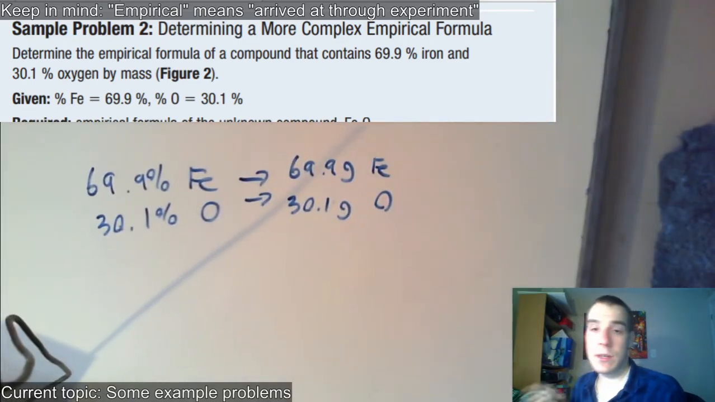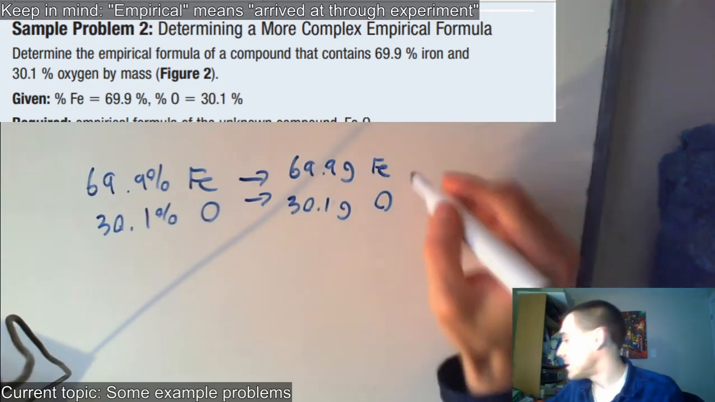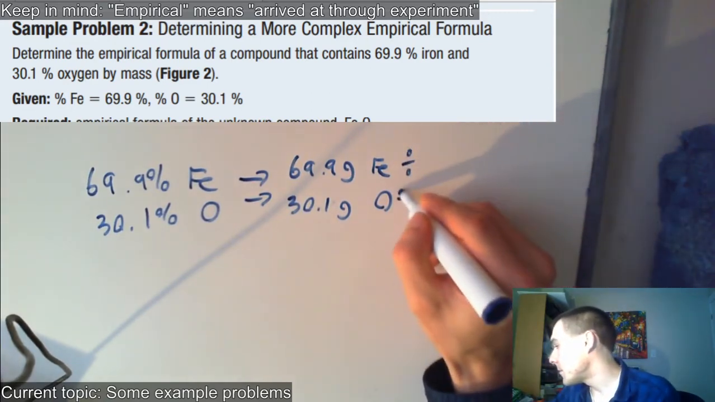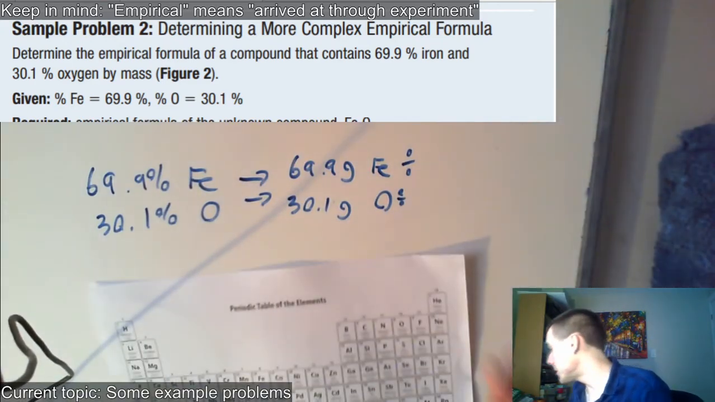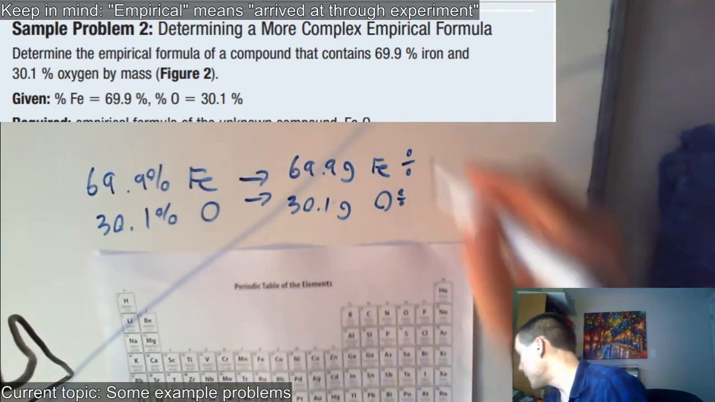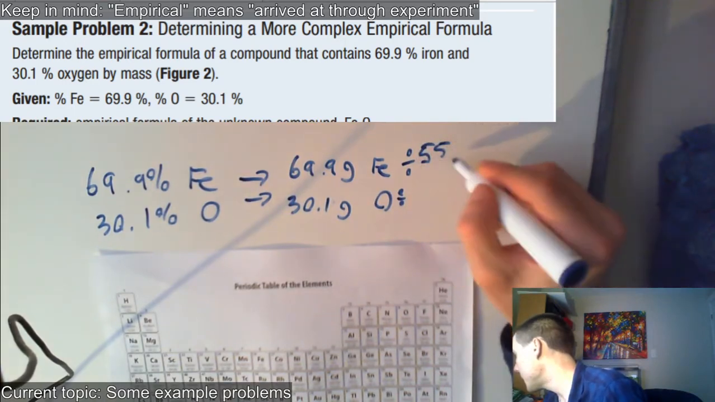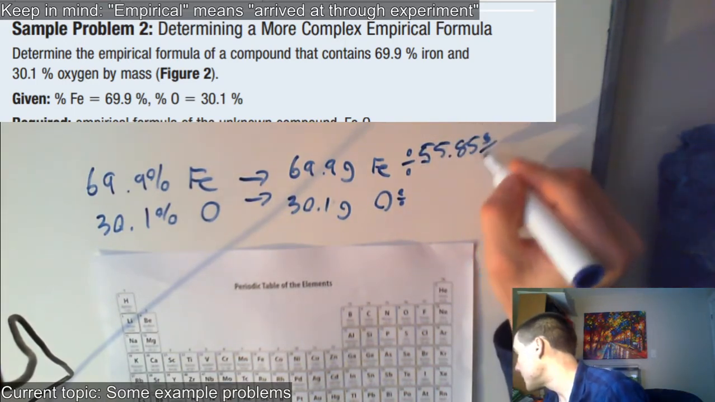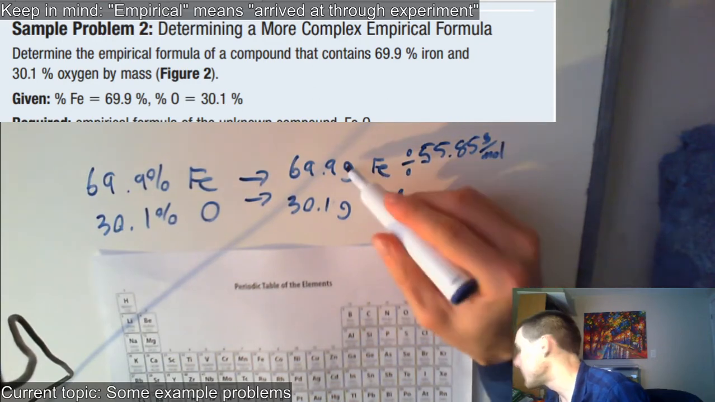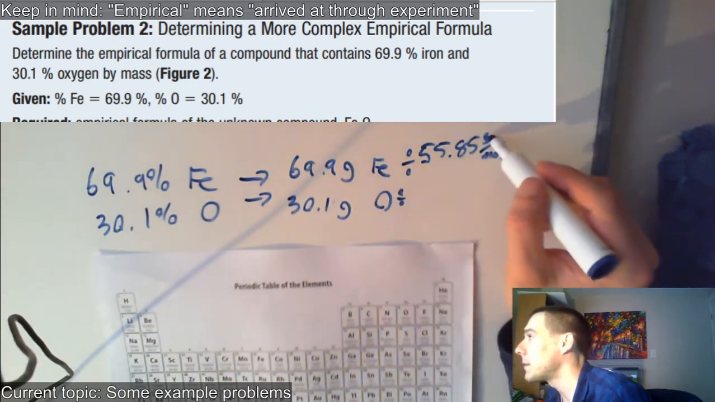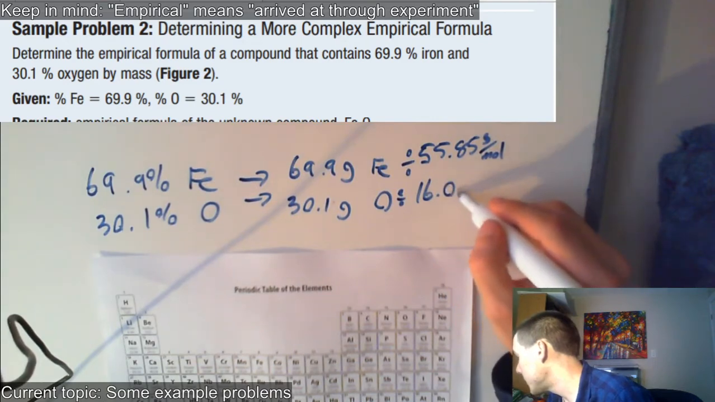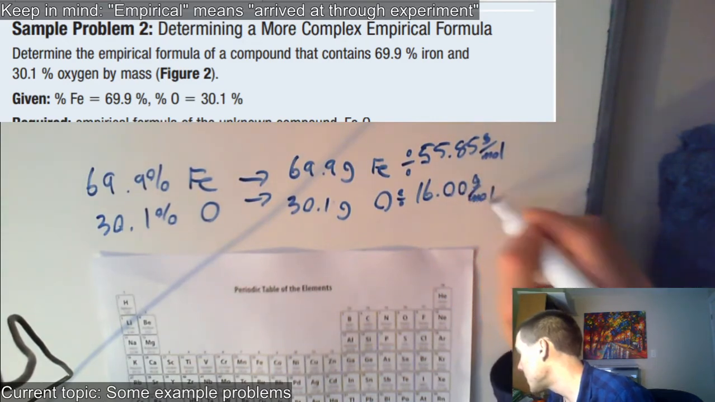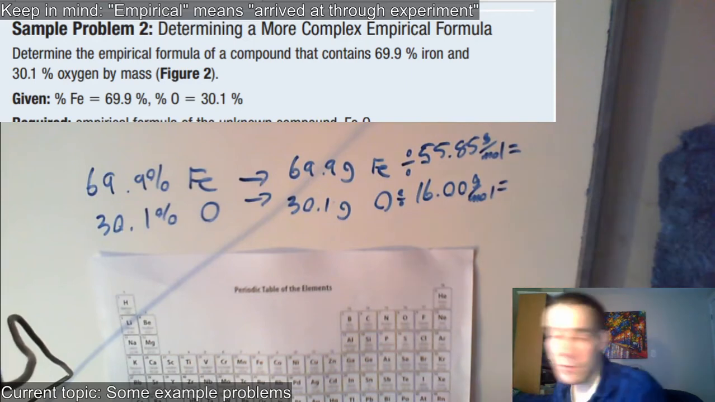And then we're going to turn it into moles. I don't think I need to prove it. We just divide by the molar mass here of iron and of oxygen. So I'm going to pull up my table. Iron is 55.85 grams per mole. You can prove that the grams are going to cancel because we're dividing grams by grams. And oxygen is 16.00 grams per mole. And that'll give me some number of moles.